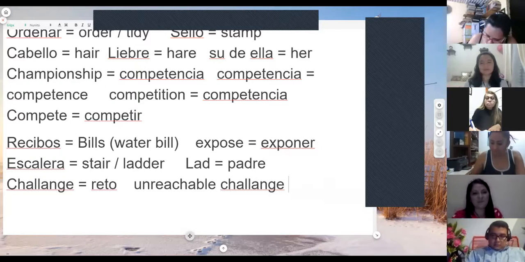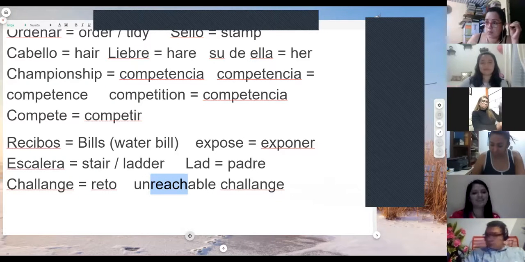Ese es un verbo con un prefijo. Más bien, está compuesto. Tiene un prefijo y un sufijo. Luego verán eso en intermedio. Un, para negar, hacerlo negativo. Able, para hablar de la capacidad de algo. Y el verbo principal es reach, alcanzar. Alcanzar, no posible. O sea, inalcanzable. Revisen eso. Unreachable challenge, impossible challenge. Okay. Eric, let's close.